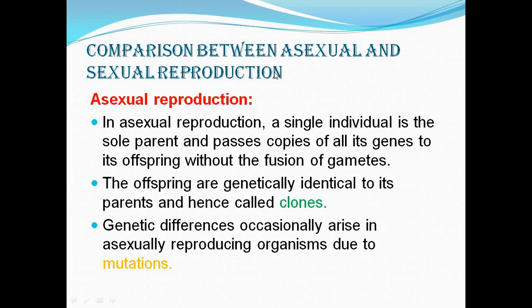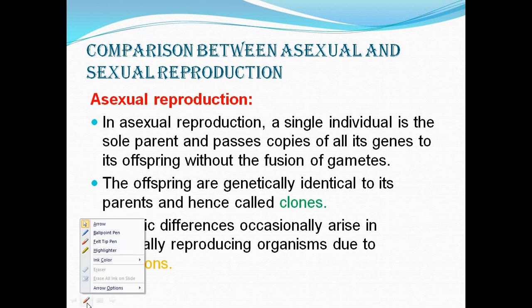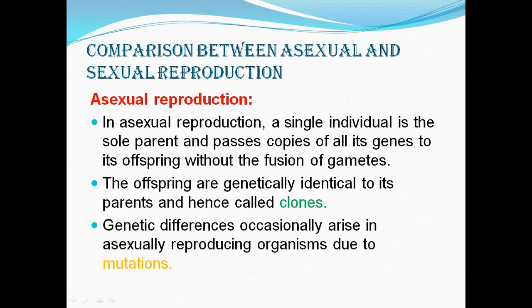This is the topic comparison between asexual and sexual reproduction. You know that two types of reproduction are seen in organisms, that is asexual reproduction and sexual reproduction. Asexual reproduction doesn't need any mate, and only a single parent gives rise to offspring, and offspring are genetically identical to their parents as well as to their siblings. That's why they are referred to as clones.